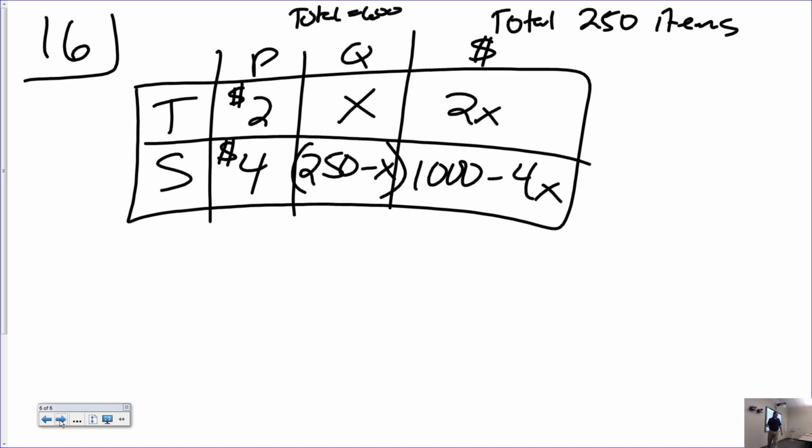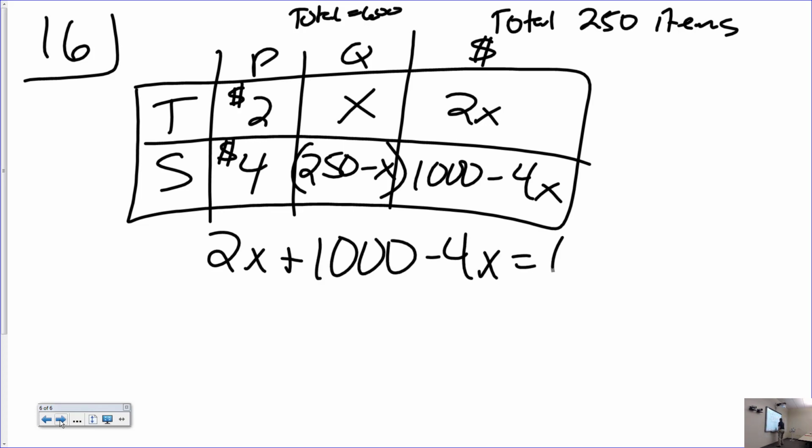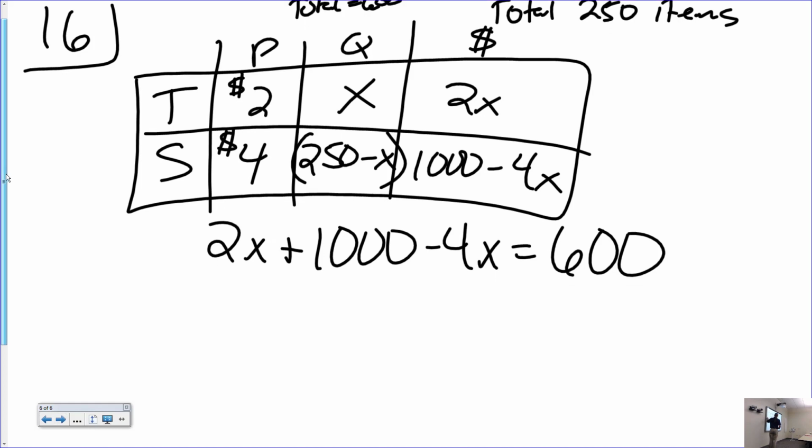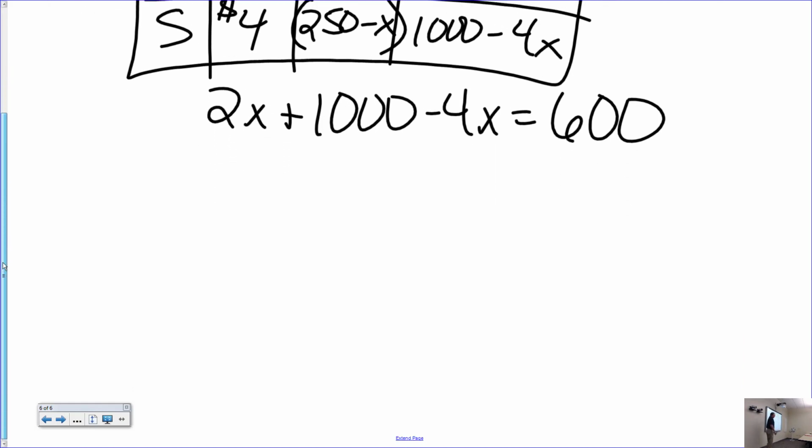And you'll see why in a second why I want to go through this problem like this, just so you can see it. Because what's our algebra, folks? All right, 2x plus 1,000 minus the 4x gives you 600. Why are you freaking out a little bit? It's going to be a negative, because we're going to get a -2x. It should freak you out a little bit. But once you stop and think about it, you'll say, oh, that's okay.